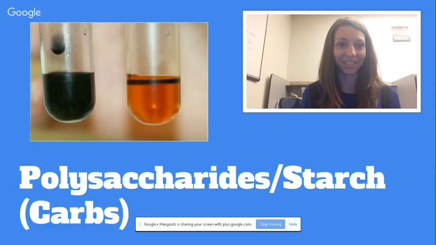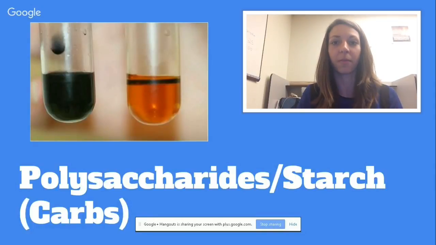So those are our indicator tests. They're not very complicated, and hopefully you will be able to use these successfully when you come into lab tomorrow.